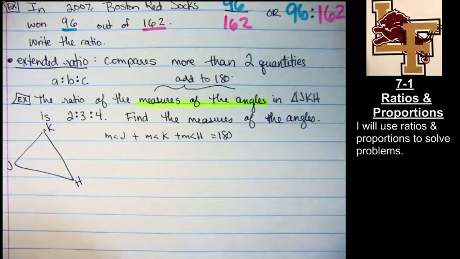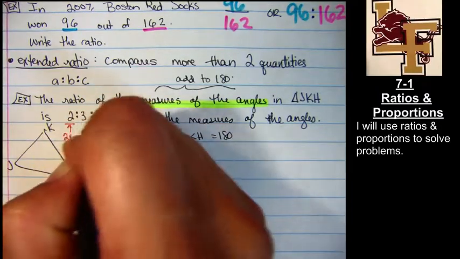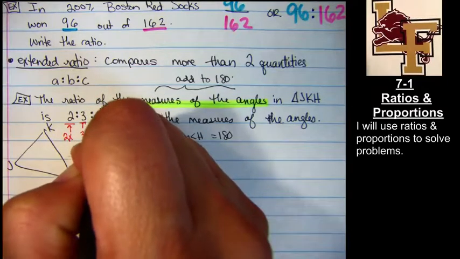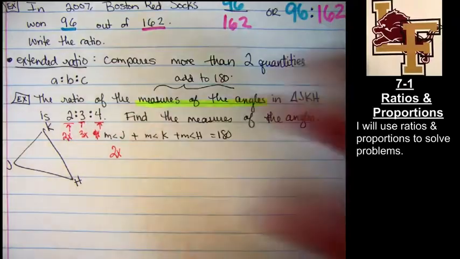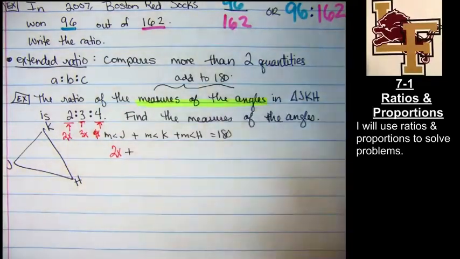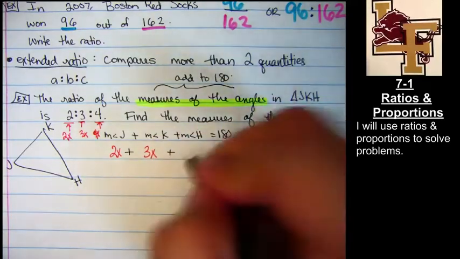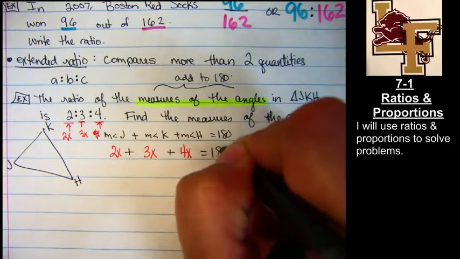So the first thing I'm going to do is I'm going to rewrite each one of these so that I have an X on them. Because I don't know what I'm going to have to multiply them all by. So now I have the measure of J plus the measure of K plus the measure of H equals 180.